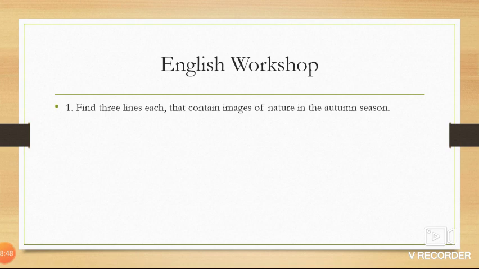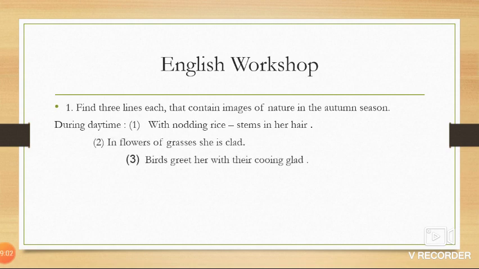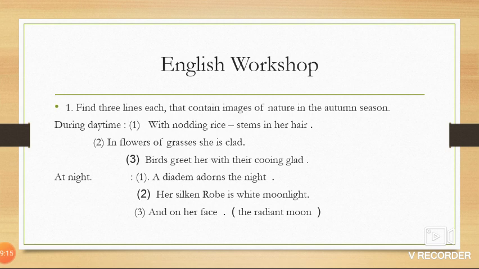Now let's go to the English workshop questions. First is, find three lines each that contain images of nature in the autumn season. So we have to find three lines for during daytime and three lines for during nighttime. The three lines for daytime are: With nodding rice stems in her hair, in flowers of grasses she is clad, and third is, birds greet her with their cooing glad. At night a diadem adorns the night, her silken robe is white moonlight. Third is, and on her face the radiant moon.